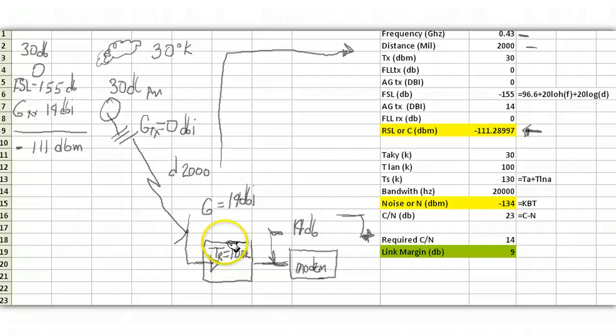Now we turn noise into its equivalent temperature, and we come up with a quantity called system temperature, T sub S. And it just turns out to be the sum of the sky noise, which is 30 degrees Kelvin, plus the noise in the amplifier, which happens to be 100 degrees Kelvin. So T sub S is equal to 130 degrees Kelvin.